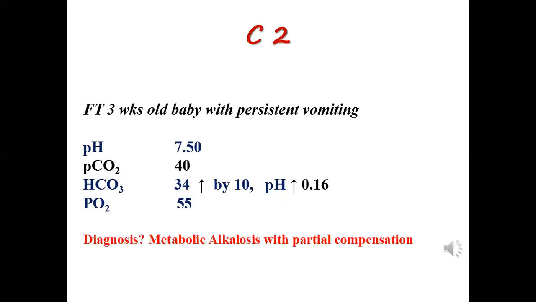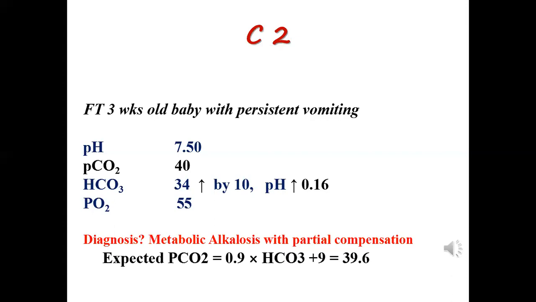Again here, if we see this blood gas, the pH is 7.5, so it is alkalosis. PCO2 is normal, so it doesn't explain the alkalosis. Bicarbonate is increased, so the base is increased and it explains the alkalosis. How much has it increased? It has increased to 34. The normal cutoff for calculation we take as 24, so it has increased by 10. An increase of 10 should have brought a change in pH of 0.16. So 7.4 plus 0.16 should have been 7.56, but it is less than that.